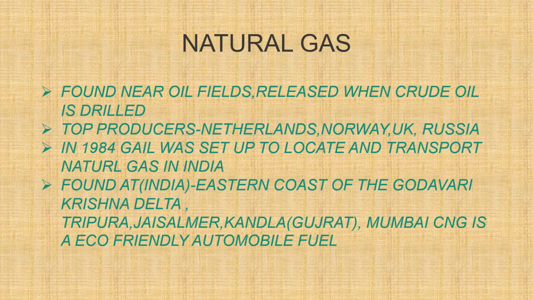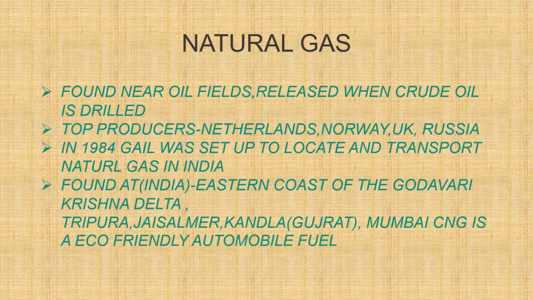Natural gas is the cleanest conventional source of energy. It is found near oil fields, released when crude oil is drilled. Major producers of natural gas are Netherlands, Norway, UK, and Russia. In 1984, GAIL was set up to locate and transport natural gas in India.